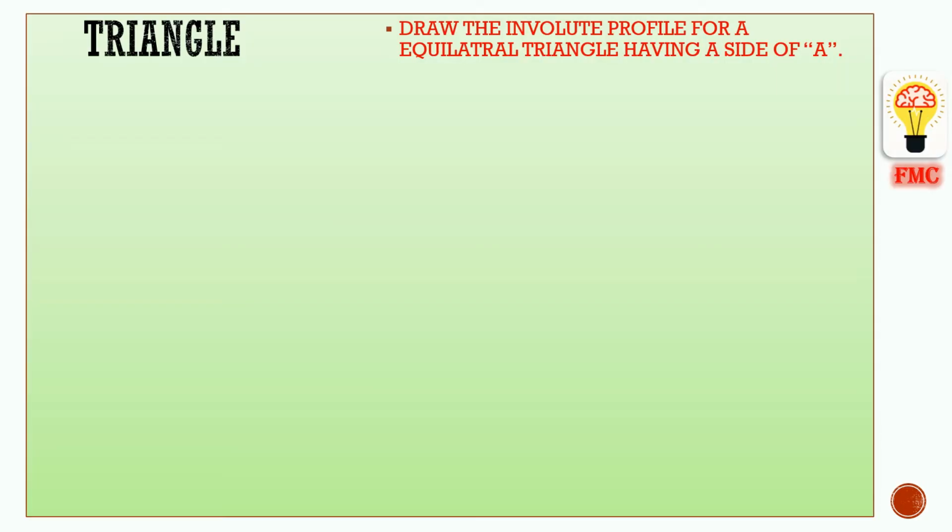Now the first problem: draw the involute profile for an equilateral triangle having a side of A. Instead of A, you can put any numerical values and follow the steps. First, we have to make the triangle as per the given size. Then you have to give the names 1, 2, 3. Then mark the side length. It is A, as I have mentioned.